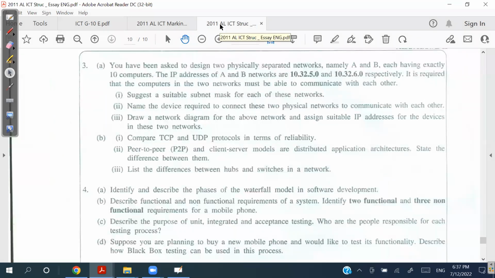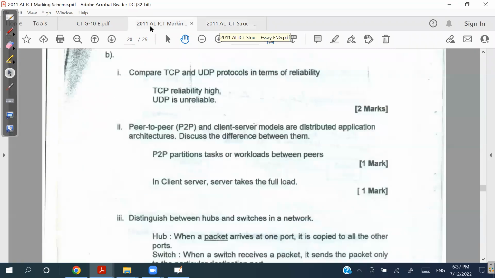And in the second part, they're asking about peer-to-peer and client server. The client server model is in your syllabus, but not the peer-to-peer, though it's better to get to know about that. When it comes to the peer-to-peer architecture, every computer or every host or device inside the network can act both as a server as well as a client, right?